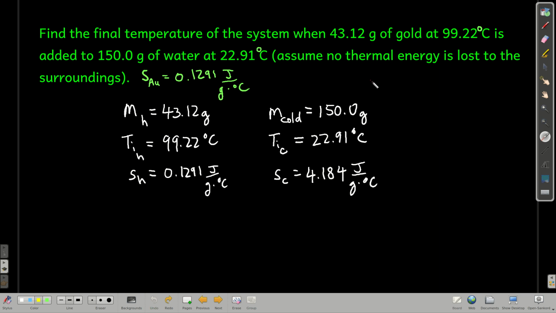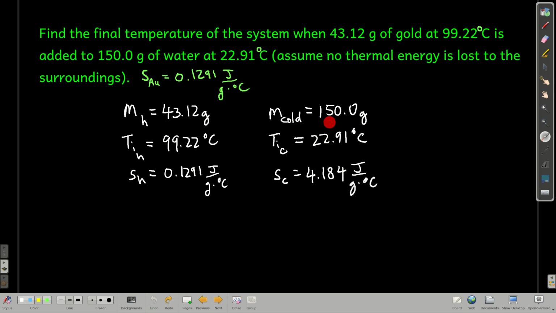In other words, all of the thermal energy that comes out of the gold goes into raising the temperature of the water. That way we can say negative Q of the gold is equal to Q of the water. And that's the specific heat of gold, 0.1291 joules per gram degree Celsius. So we're going to plug into our equation there, and pulling out of this problem here, we see that the mass of the hot object, the gold, is 43.12 grams, its initial temperature is 92.22 degrees Celsius, and its specific heat capacity is 0.1291 joules per gram degree Celsius.